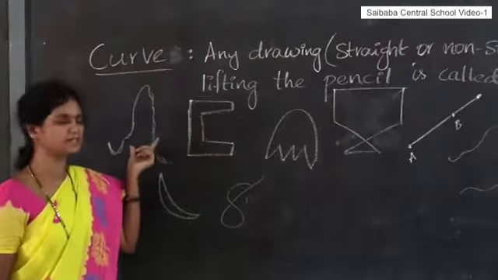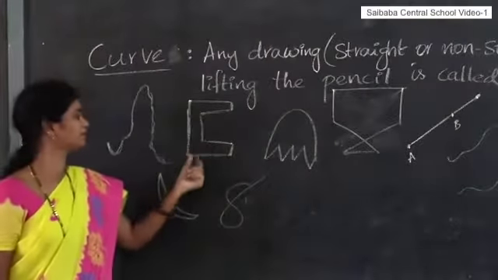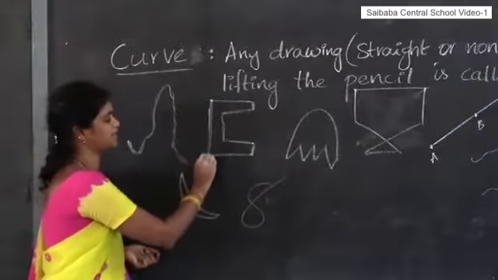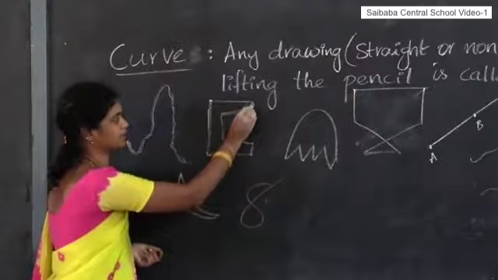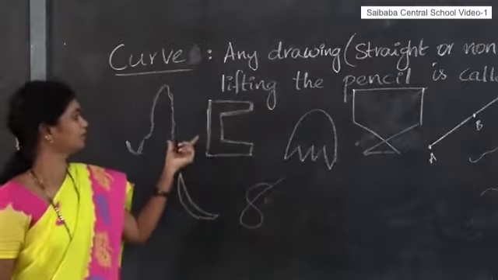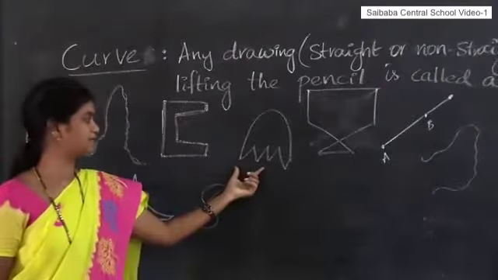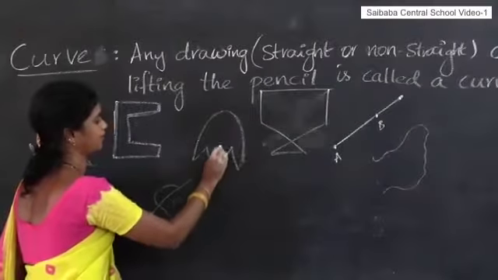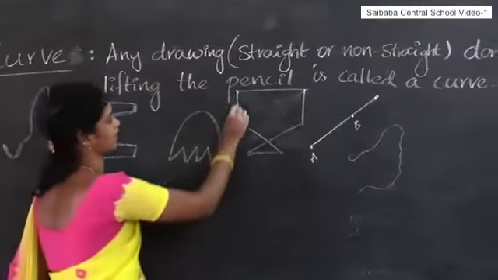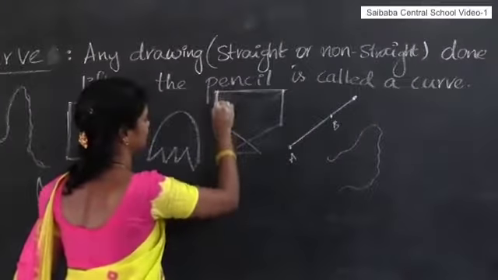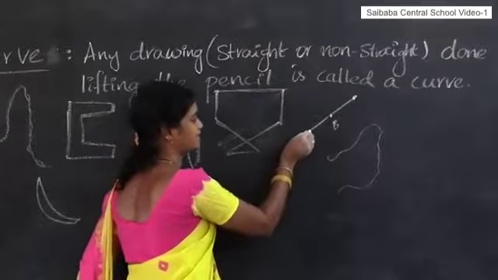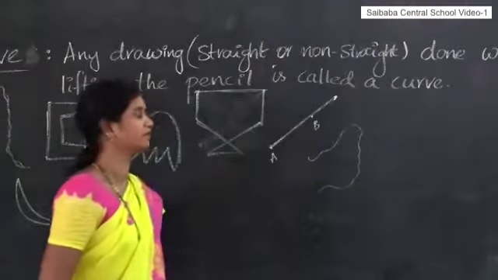But what is the difference between this curve and this curve? This curve is open, and this is a closed curve. Observe these examples also. This is also a curve, which is closed. And this is one more curve. And this is a straight line.